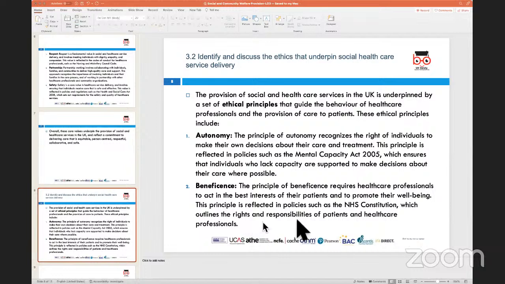For example, autonomy. The principle of autonomy recognizes that individuals who are undergoing or receiving treatment have their own rights. What I mean by that is they have the ability to make their own decisions about their care and treatment. Sometimes you have patients who are diagnosed with, say, a particular heart condition. The GP might recommend that you need to see a consultant after an angiography or angiogram is done, or an ECG test is done.